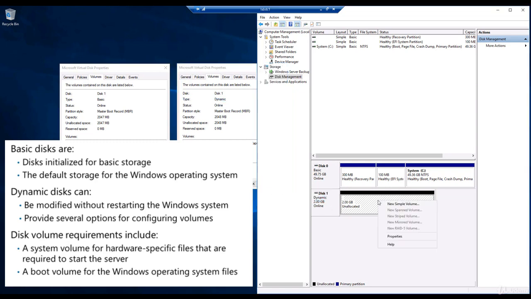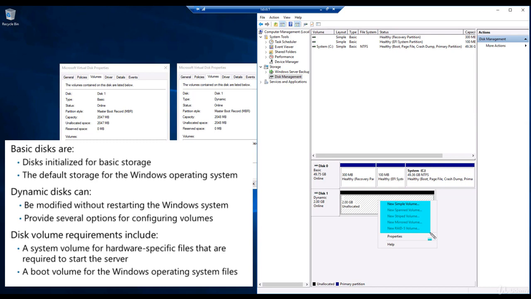When you configure dynamic disks, you create volumes rather than partitions. A volume is a storage unit that is made from free space on one or more disks. You can format the volume with the file system and then assign it a letter or configure it with a mount point. Regardless of which type of disk you use, you must configure both a system volume and a boot volume on one of the server's hard disks.